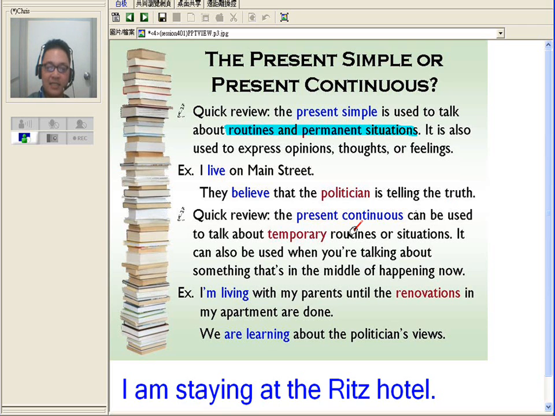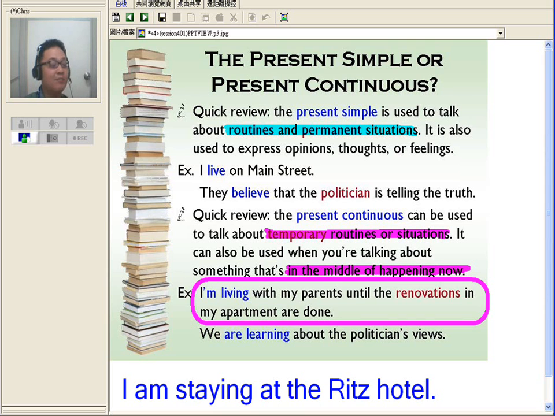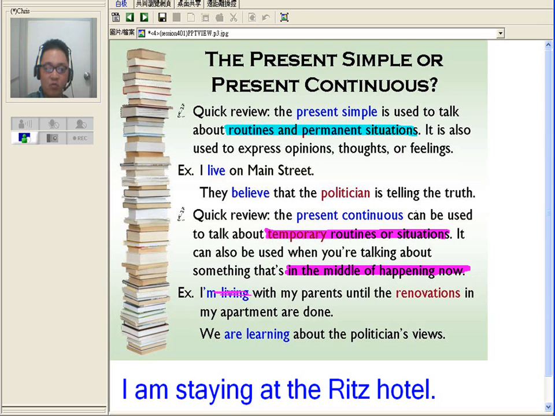So you see, present continuous is talking about temporary routines or situations, things that are happening for a short period of time, things that are in the middle of happening now. So you see, I'm living with my parents, and I'm going to be very honest with you, I would not like to use the word living in this situation. I prefer if you said I'm staying with my parents.